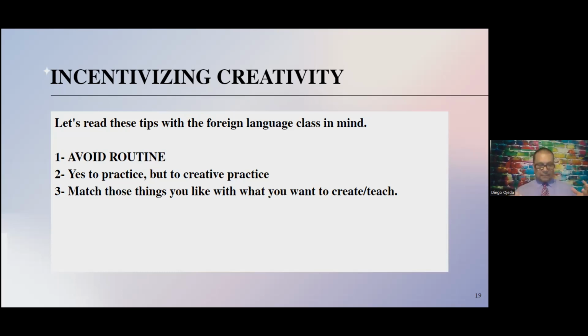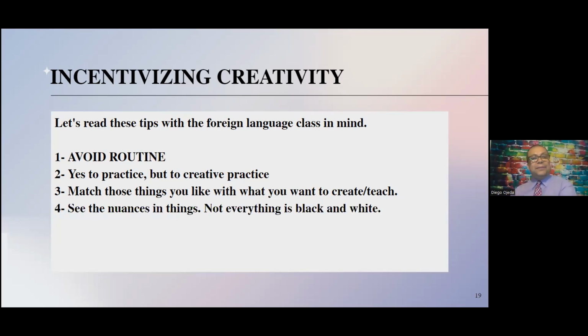Match those things you like with what you want to create and teach. In other words, we're talking about recognizing the teacher as a human being, as an important person, as part of the lesson. I'm part of the lesson. What do I like? I love soccer. And I love watching the Women's World Cup these days. And Linda Caicedo and the goalkeeper, I don't remember her name. And yesterday I watched the US playing against Netherlands. So I want to bring that to my instruction. I'm going to bring that to my class because that allows me to be more creative.